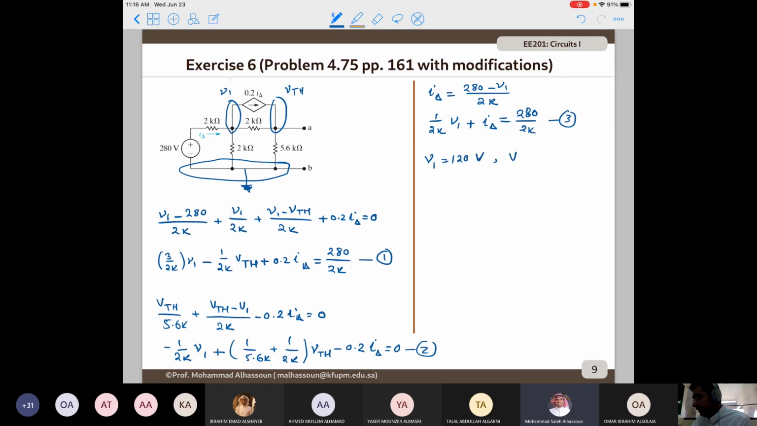The Thevenin voltage. And this is the beauty of using the node voltage method, that one of the node voltages is actually the Thevenin voltage. Now the next step is to find the Thevenin resistance.